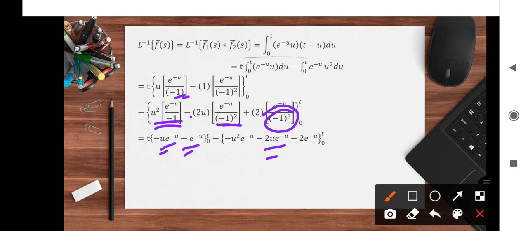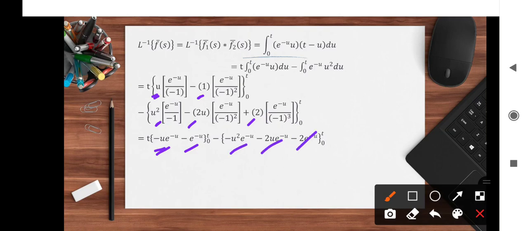Remember, only while applying the integration by parts rule, the first term is positive, the second term is negative, the third positive. But after using the results of derivative and integration, you may get the first term negative, the second term also negative, and here first term negative, second negative, third negative. So the sign conventions apply only while applying the rule. After simplifying the terms, you may get different signs for these terms.